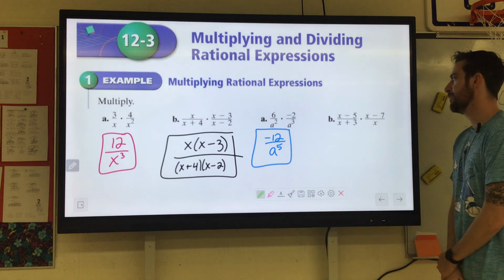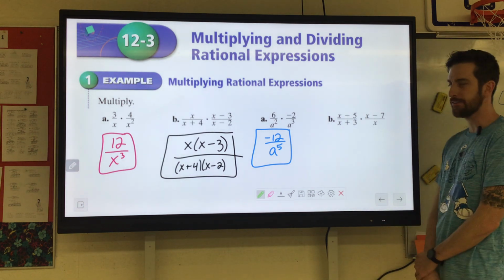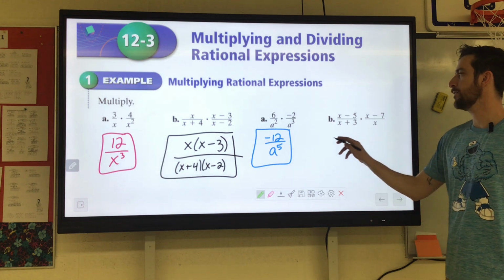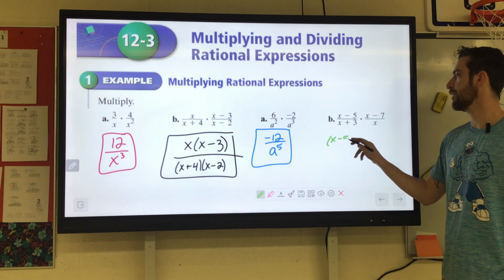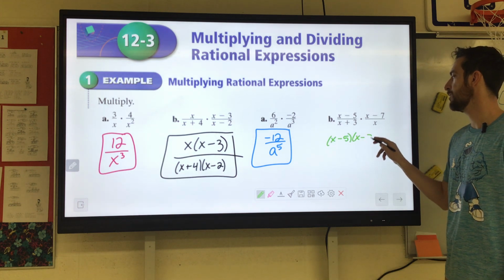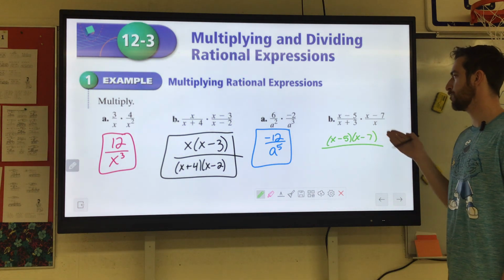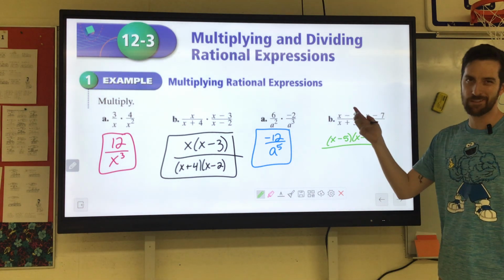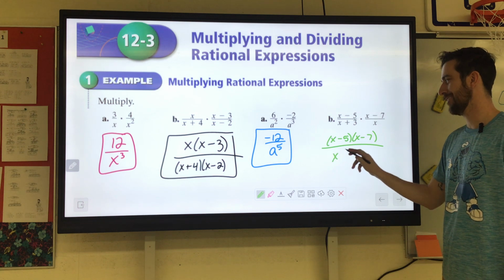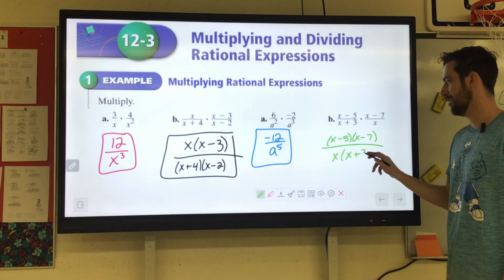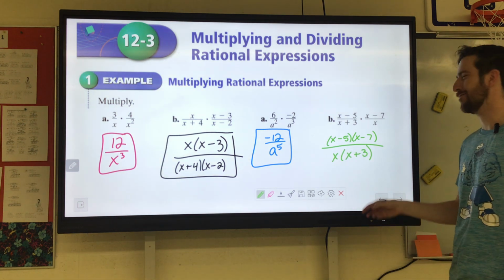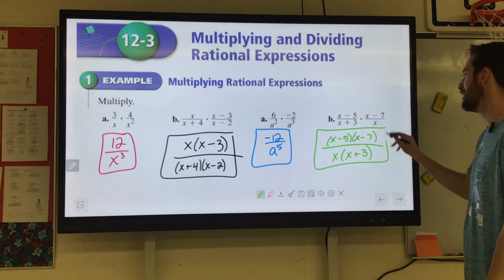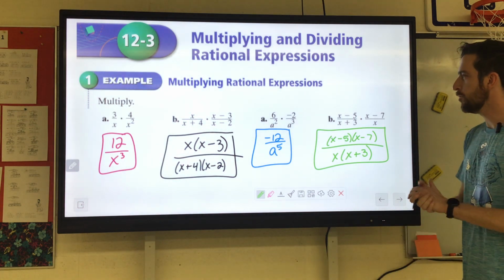On B, any common factors that could cancel out? No. So we'll just go ahead and mash them together. Numerator, x minus 5 times x minus 7. The denominator is x plus 3 times x. I'm going to put the x out in front just because that's usually how you would see it. If you had it at the back, that's fine. It's just not typical.